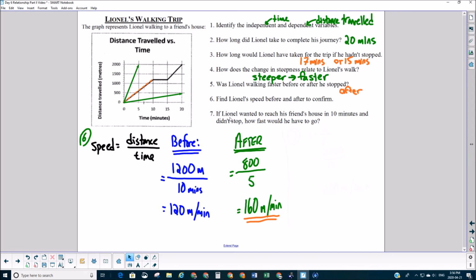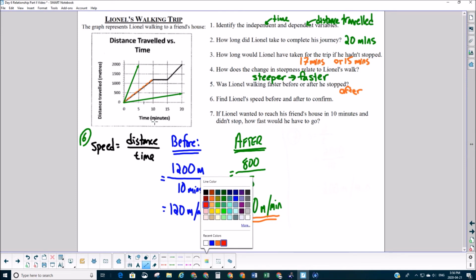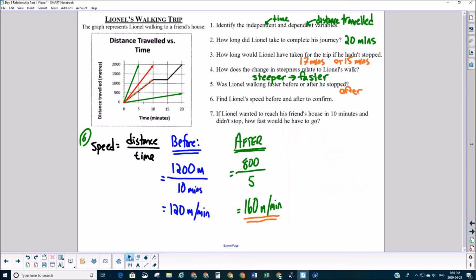Finally, if Lionel wanted to reach his friend's house in 10 minutes and didn't stop, how fast would he have to go? Well, we could imagine this by drawing a red line here, starting here, and he wants to get there in 10 minutes. And we're assuming he gets to 1,200. Okay, so right there you can see that's what it would look like. So it'd be steeper, faster than either of these two lines. Not quite as fast as this green one, but that was just there for fun. So that red one there is what we're looking at.